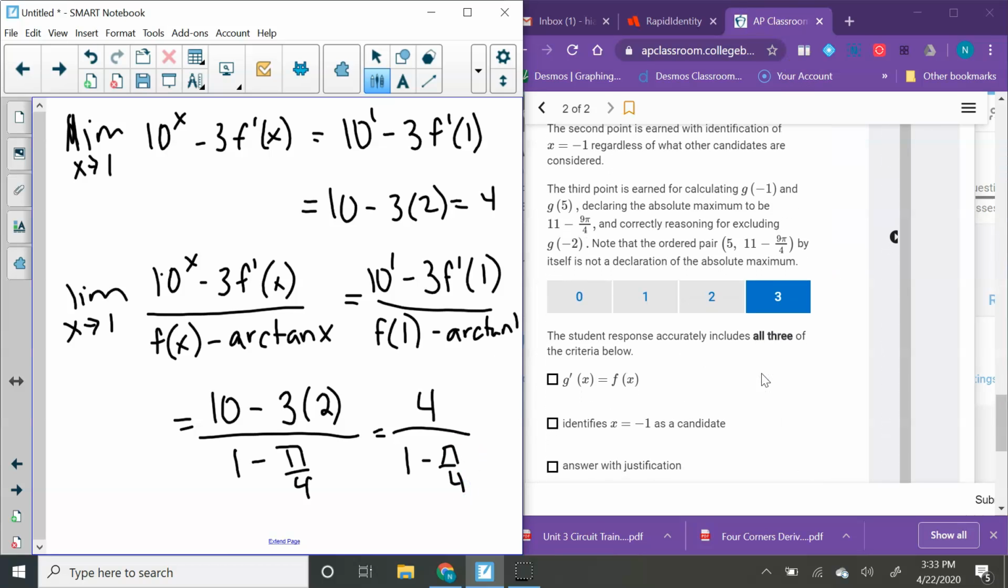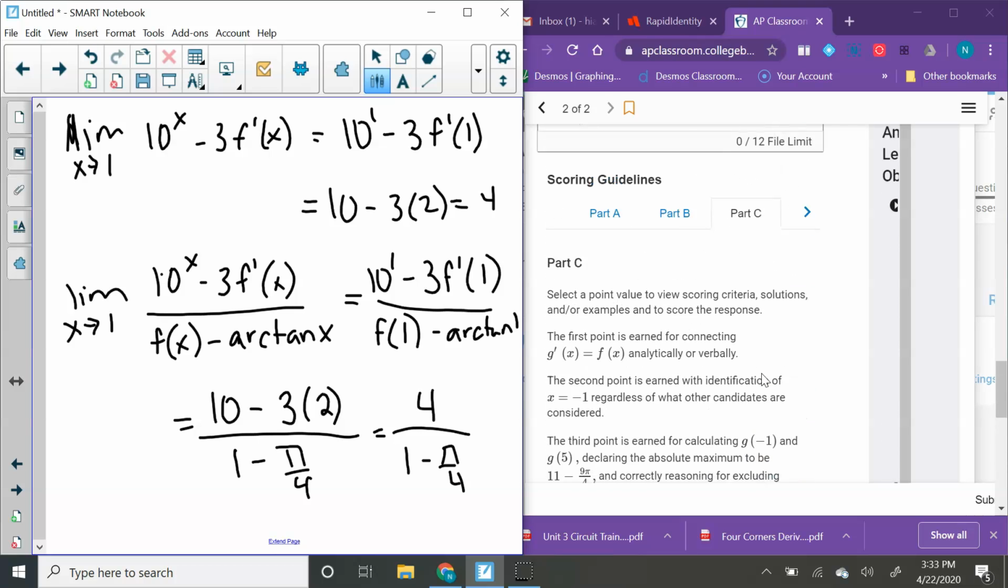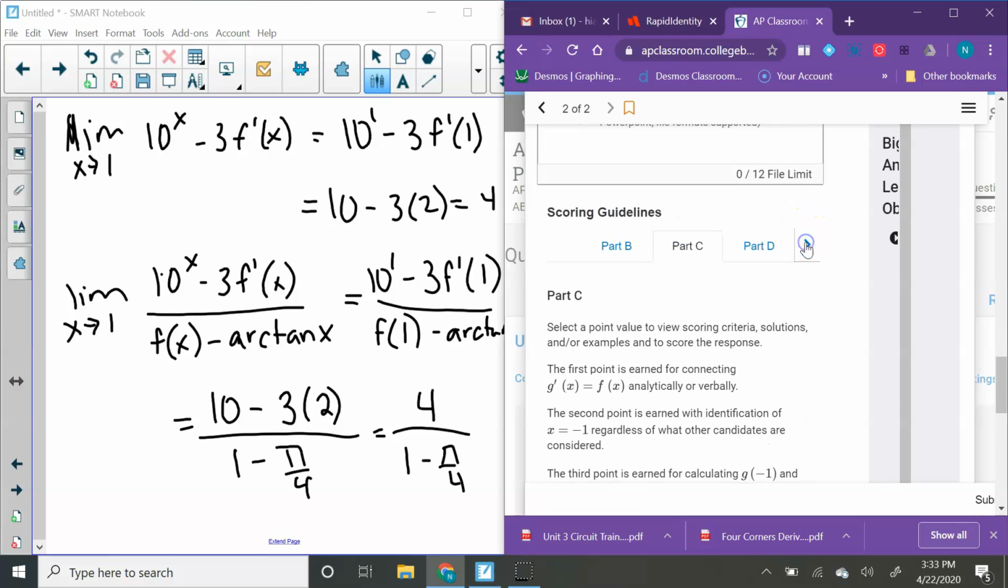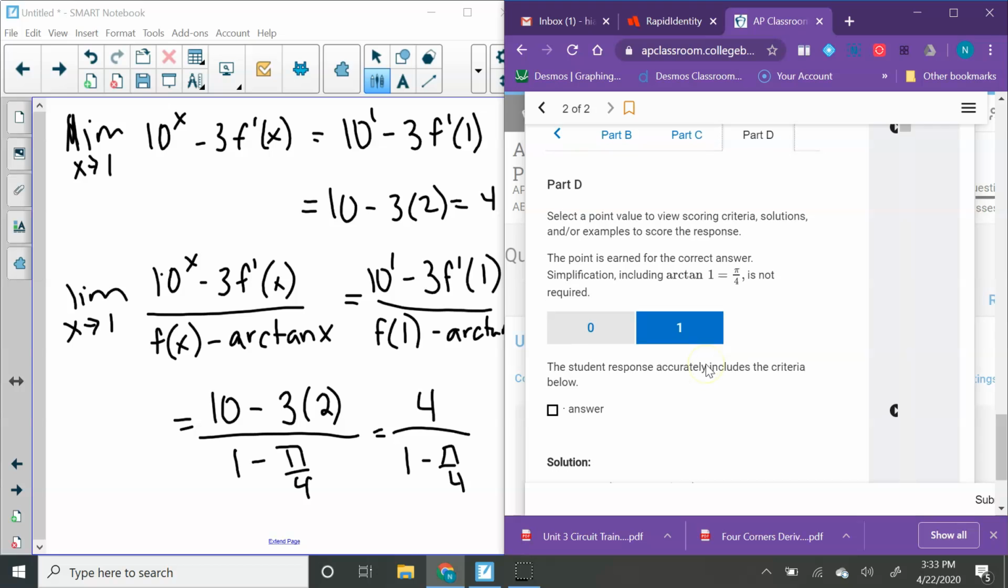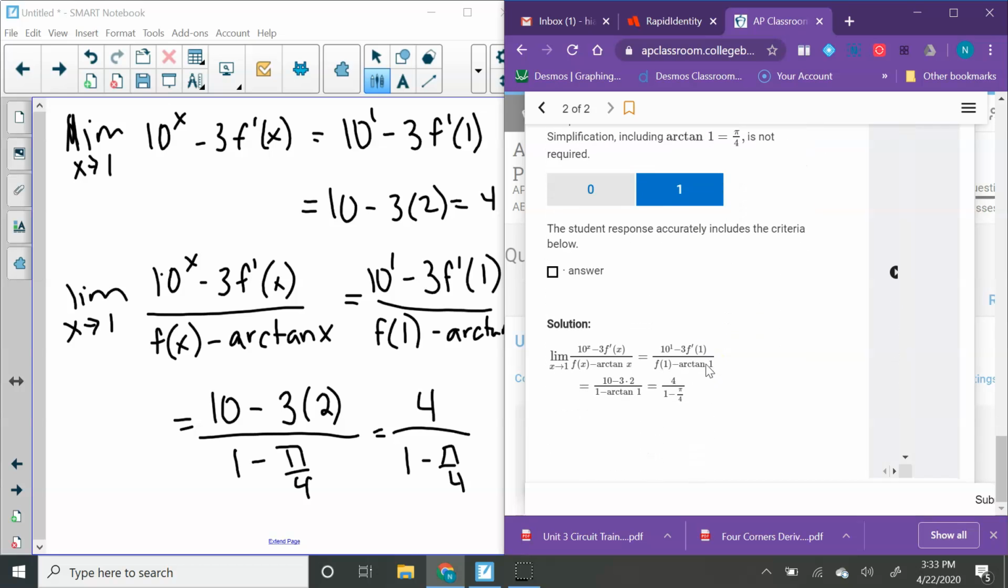Let's check the key to see what it gives us for part D. And so they just leave the answer like this as well, 4 over 1 minus pi over 4. So that is your answer. It initially looked to me like it would be a L'Hopital's rule problem, but when you take those limits of top and bottom, you don't get 0. So you can just plug in the numbers for that one.